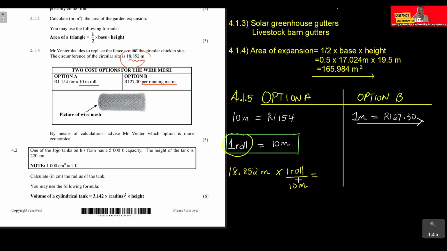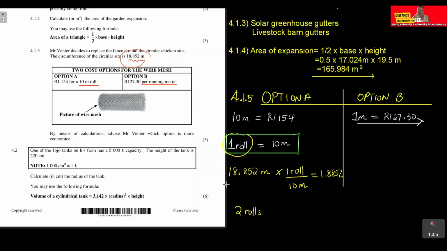So if you do that, 18.852 multiplied by 1 divided by 10, you'll get that you actually need 1.8852 rolls. However, in this case, because they're selling a full roll, you need to round this up to the nearest whole number. You can't round down, you need to round up because you need a full roll. So that means we will need 2 rolls of option A.